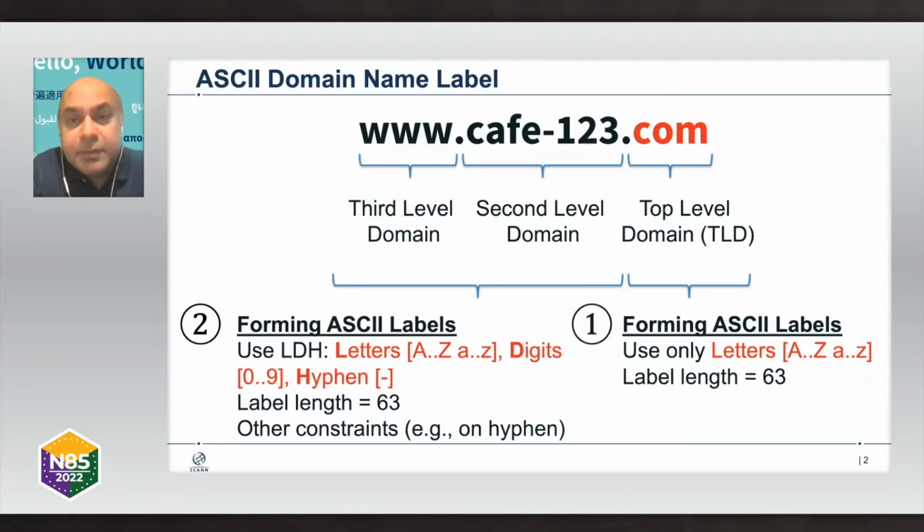However, the top level domains are slightly more special than the other domain names. So for example, RFC 1123 suggests that the top level domain names should be alphabetic, which means that the top level domain names are restricted to letters A through Z, and of course cannot contain digits and hyphen. And then of course the label length of 63 still applies.